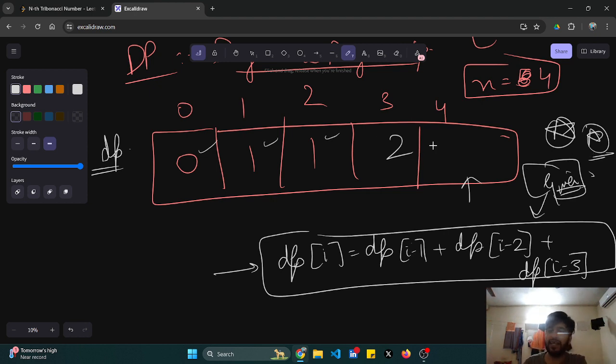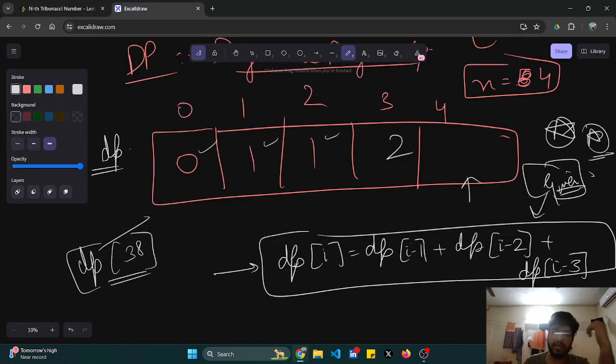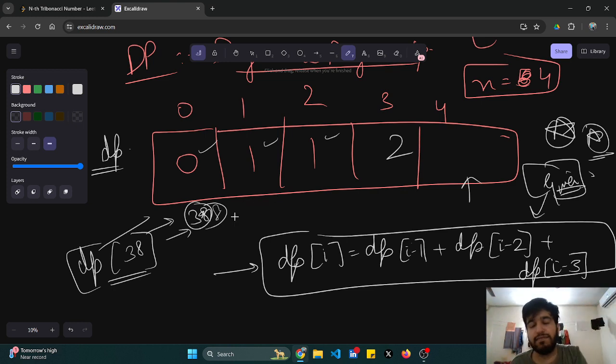So you are basically making an array, and we'll make the array of size 38 because the max constraint that is given to us is 37. So to be safe, we are making it 38 to be on the safer side. Okay, you can make 37 also. I'll make it 38. It is not wasting an extra space. Like one space is nothing.